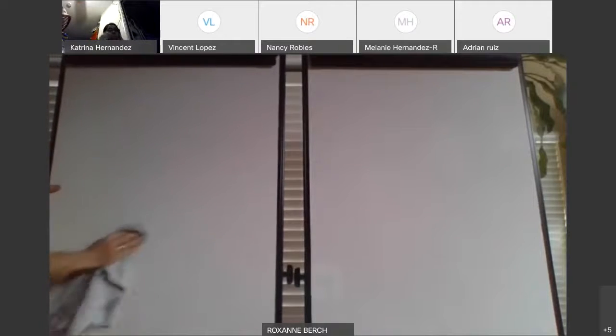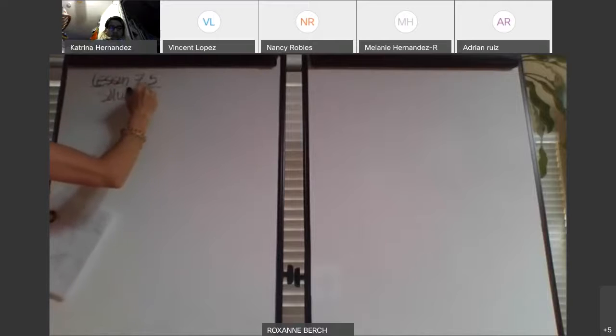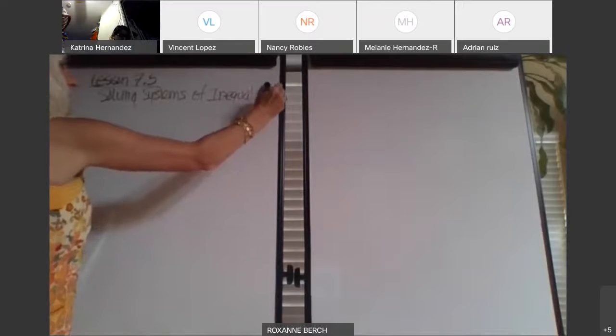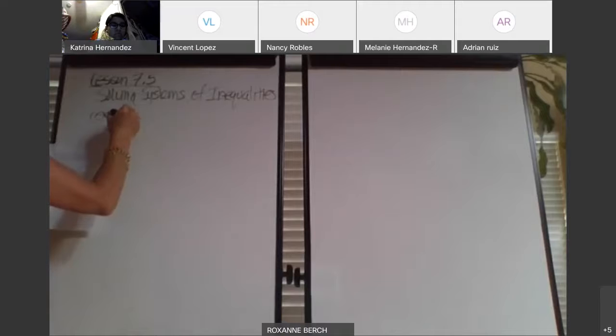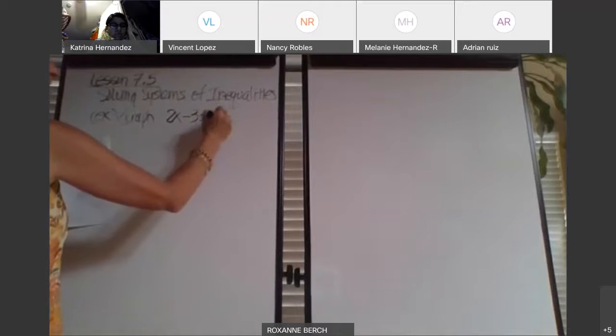All right, let's get started here. Lesson 7.5 is solving systems of inequalities. In this first objective, we're just going to graph an inequality. We're not working with a system yet. They want us to graph 2x minus 3y is greater than or equal to 6.